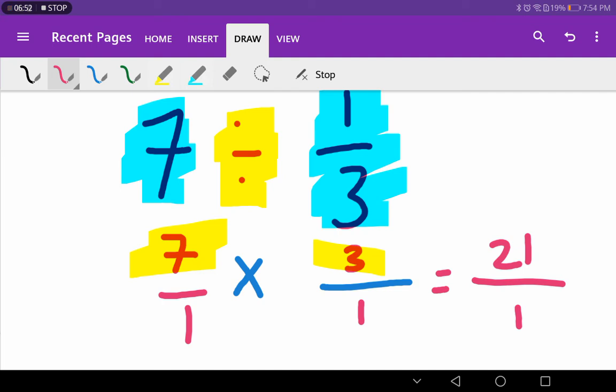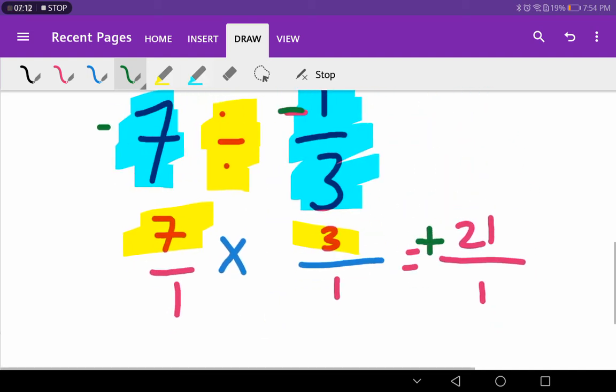Teacher, if I have a negative sign here, the answer will be negative. If I also have a negative sign here, the answer will be positive. If I have one of them negative, the answer will be negative. If both of them are negative, that means the answer will be positive. I hope it is clear.